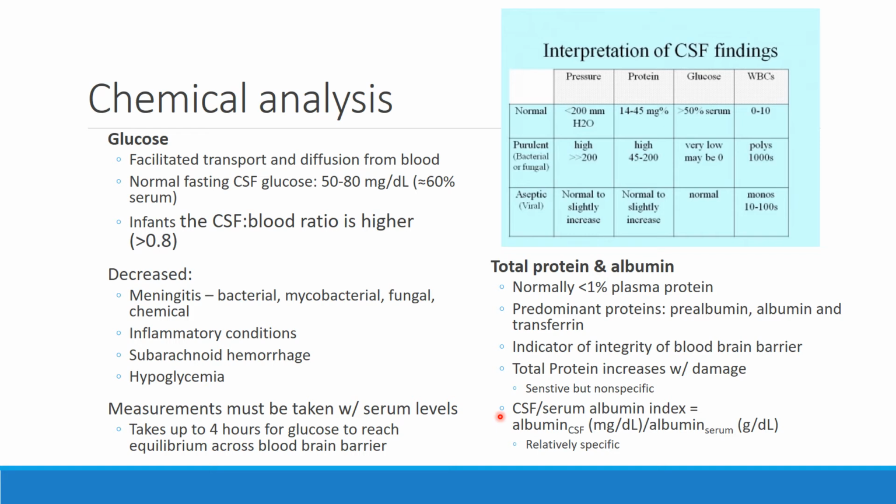So if we look at this index, if you get a CSF serum albumin index of less than 9, it is most likely that your blood-brain barrier is intact. You're perfectly fine. And as it rises from there, you get increasing impairment to that barrier. So between 9 and 14 is associated with mild impairment. Between 15 and 30, moderate impairment, and greater than 30 is associated with severe impairment to the blood-brain barrier.